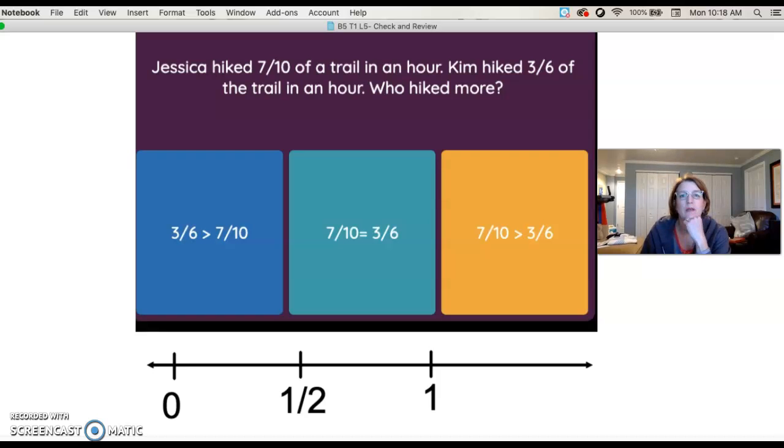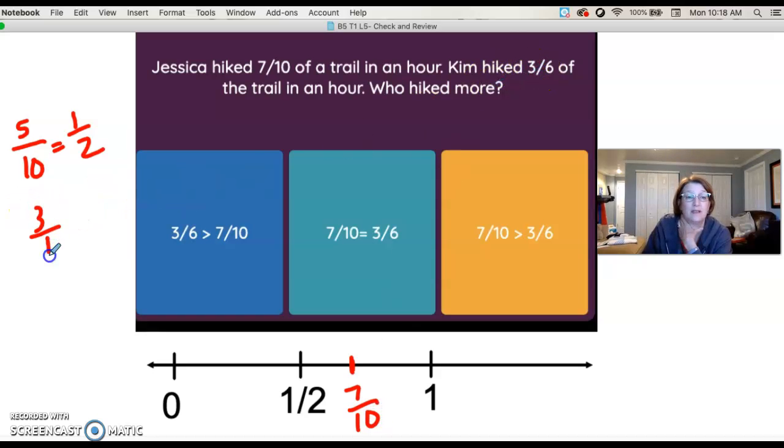Moving on to the next one. Jessica hiked 7/10 of a trail in an hour. Kim hiked 3/6 of a trail in an hour. Who hiked more? So I know that 5/10 is the same as a half. 7/10 is more than 5/10. So 7/10 has to go up here. I know that 3/6 is exactly half. So 3/6 is exactly here at the half. So 3/6 is not greater than 7/10. It's not equal to 7/10, but 7/10 is greater than 3/6.